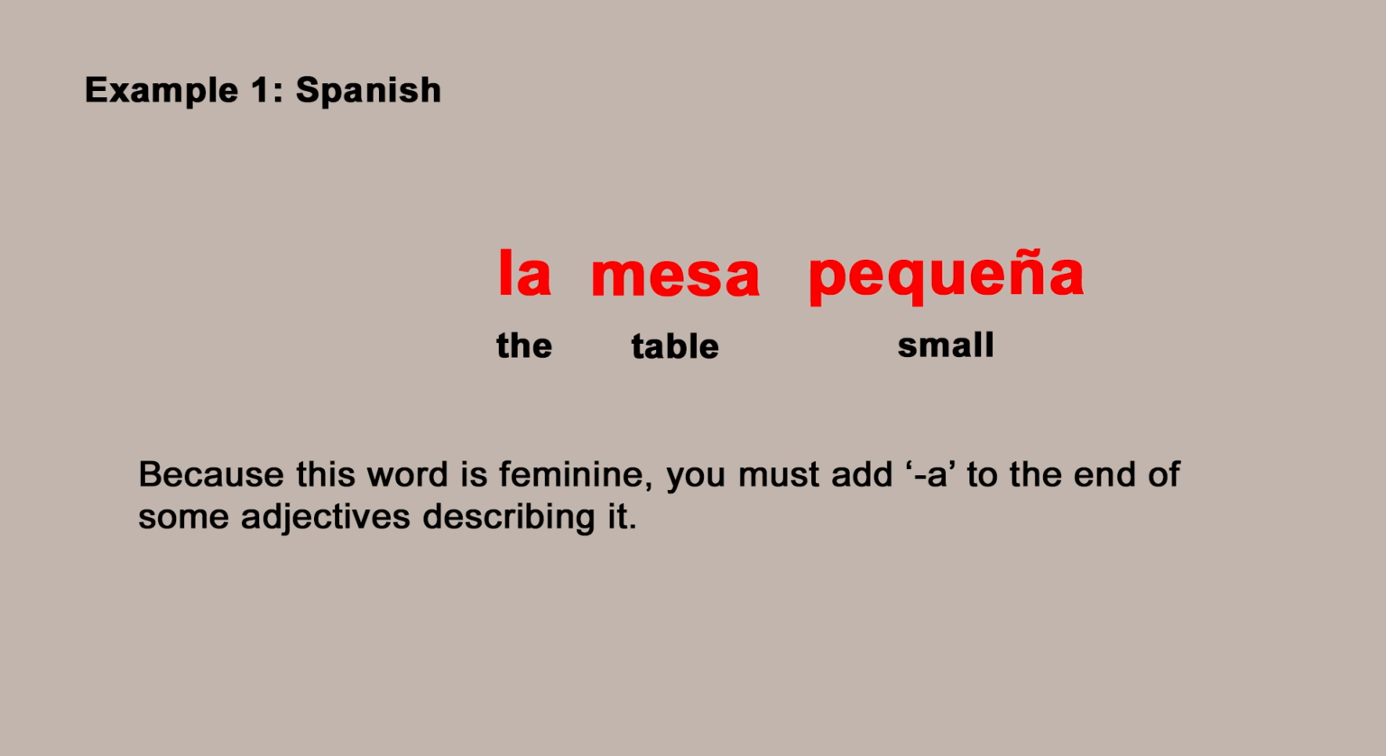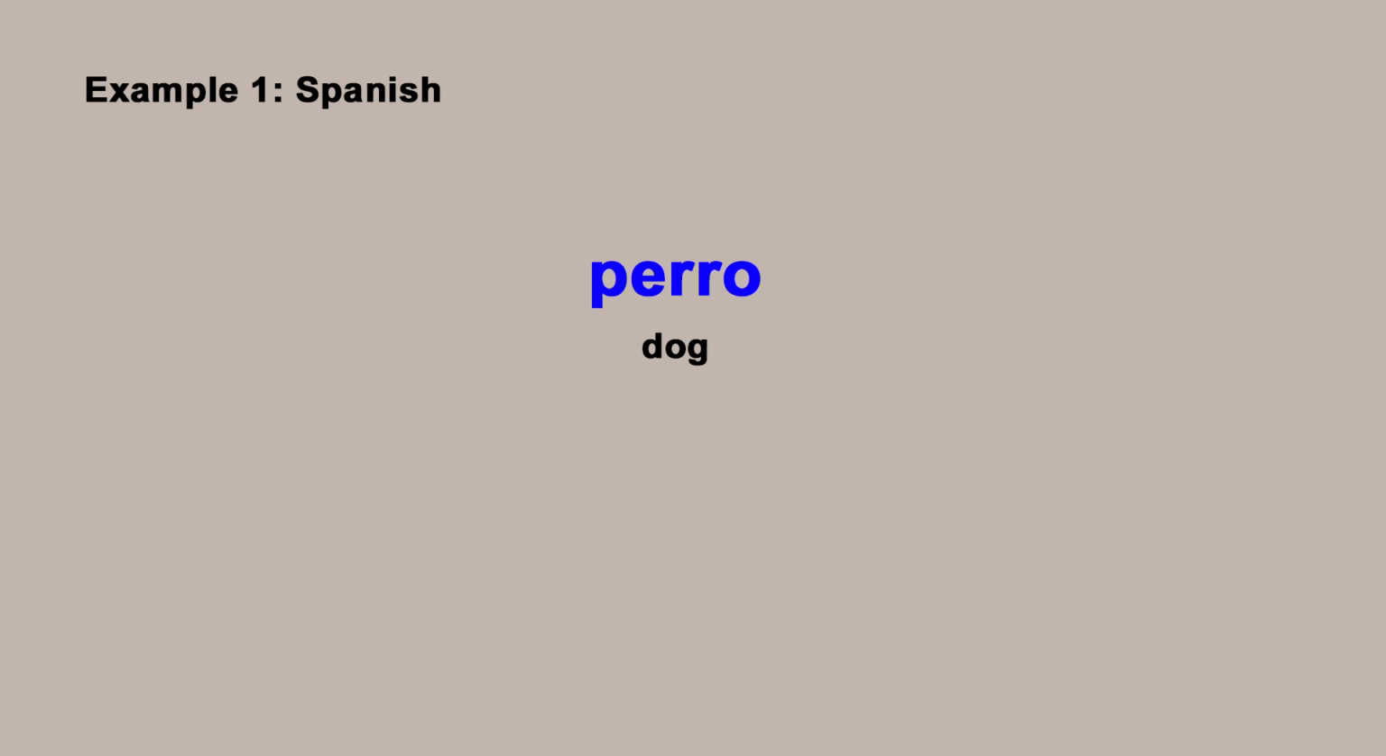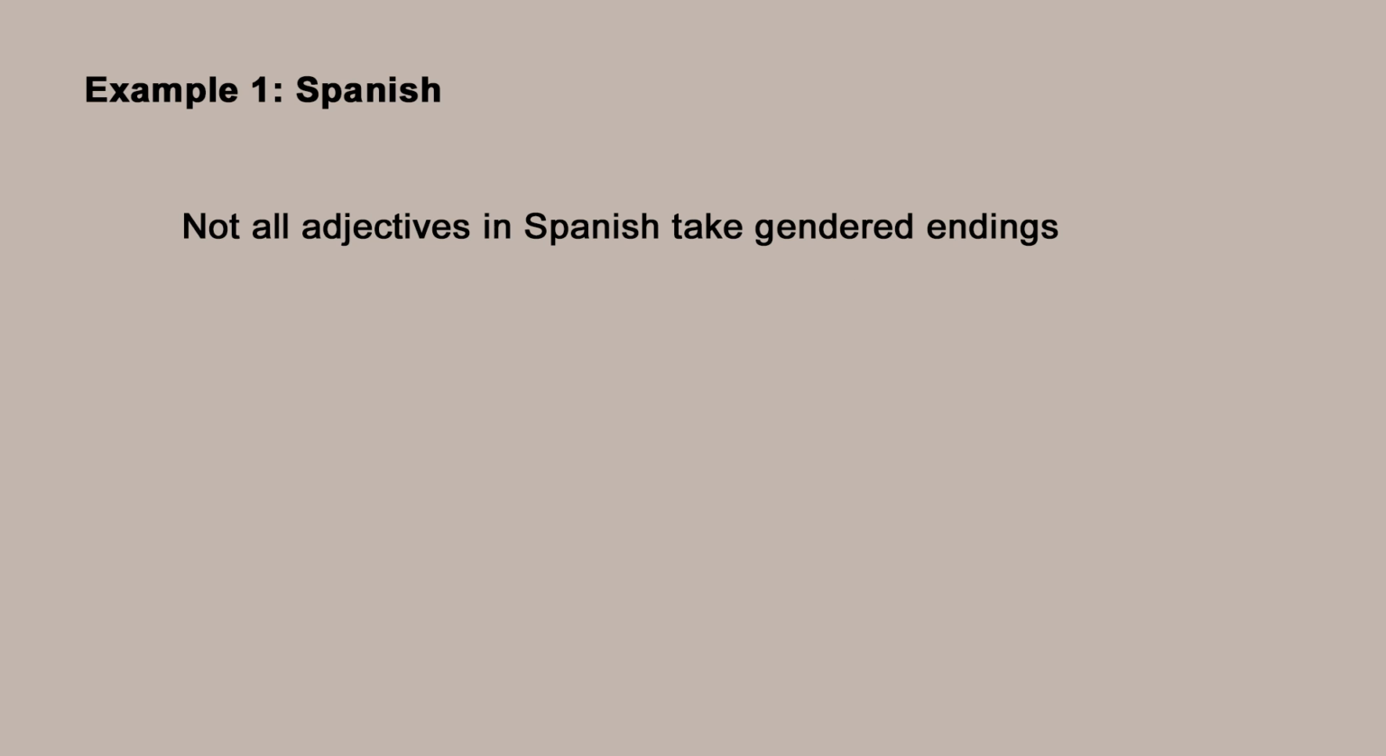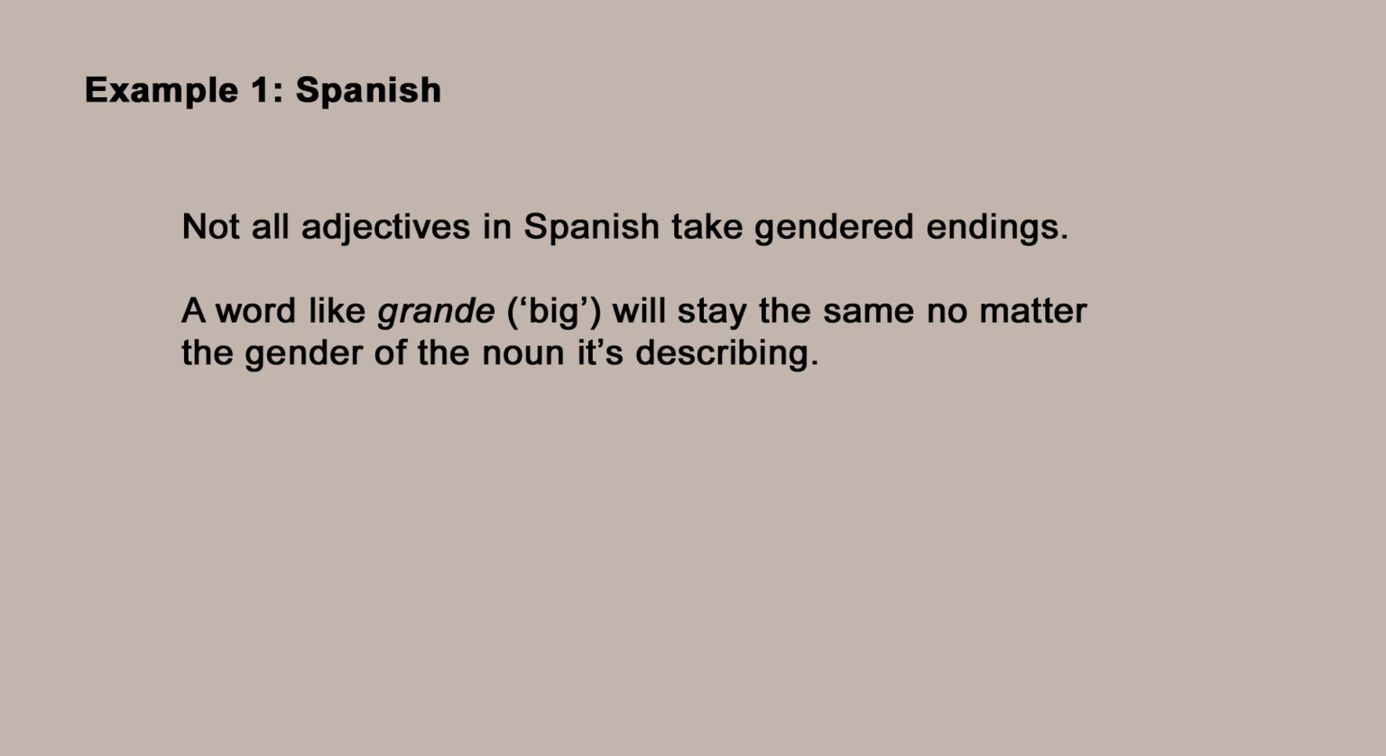If you were talking about a dog, a perro, the word perro is masculine, so you'd use the masculine form of the article, this masculine o ending. El perro pequeño. If you had lots of tables and lots of dogs, you'd change the article and endings to match that. You'd say las mesas pequeñas or los perros pequeños. Bear in mind that in Spanish, not all adjectives take gendered endings. The word grande, meaning big, stays the same.